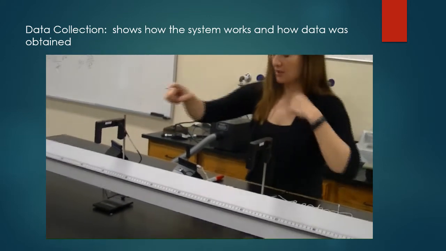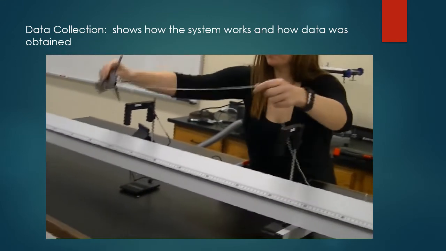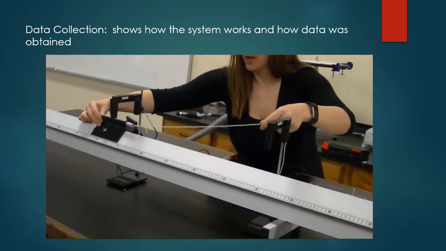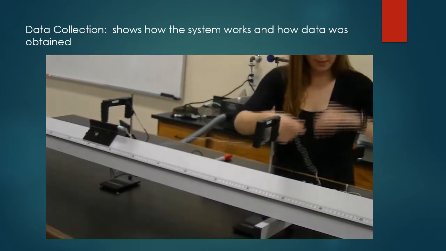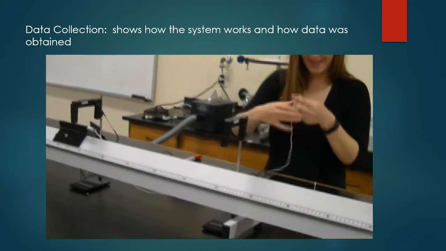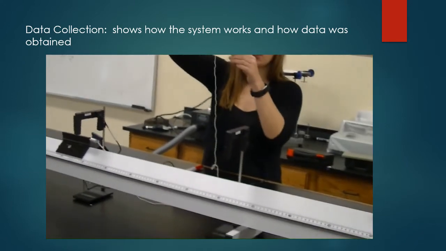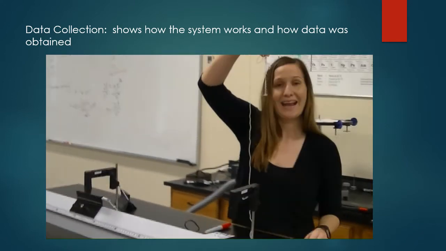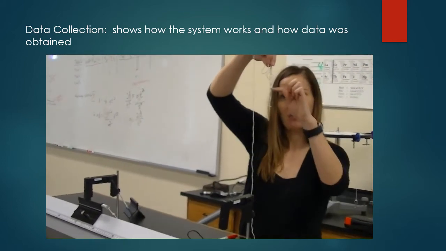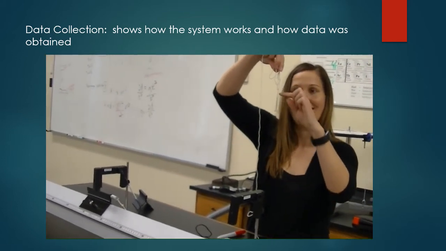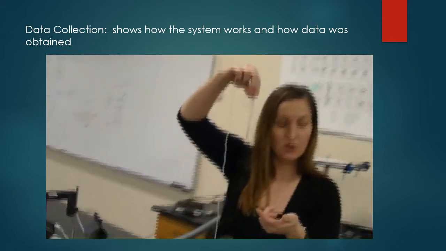The glider is going to be placed on the air track, and notice this glider has a rope attached to it, a little string here. At the end of the string, we're going to be attaching a little hanger. This is where we're going to be applying that hanging mass. This hanging mass is going to change throughout the experiment.